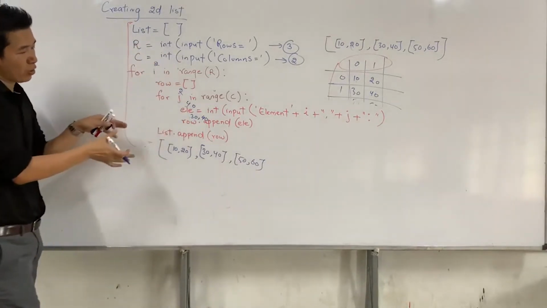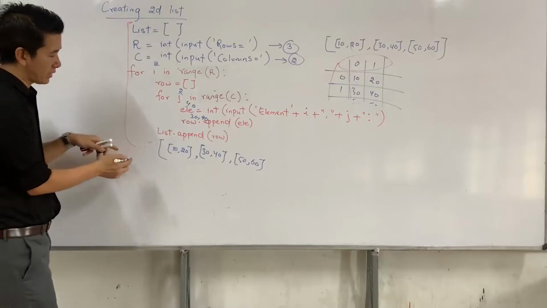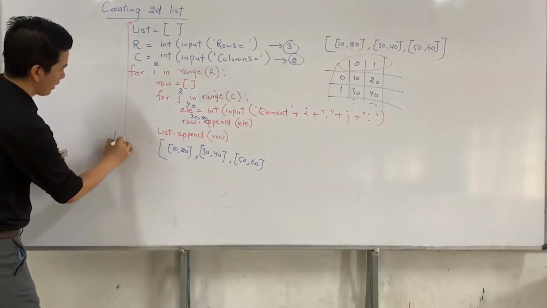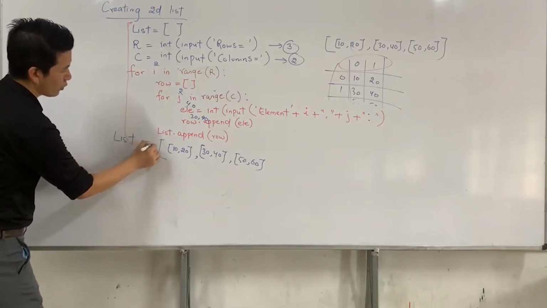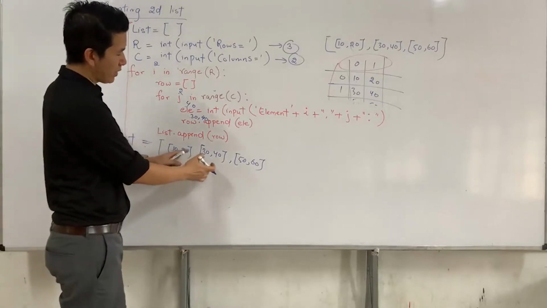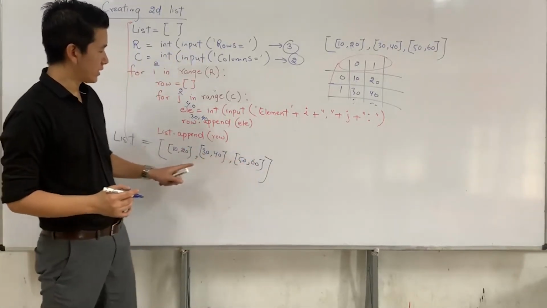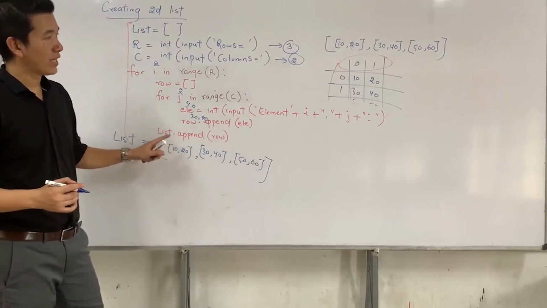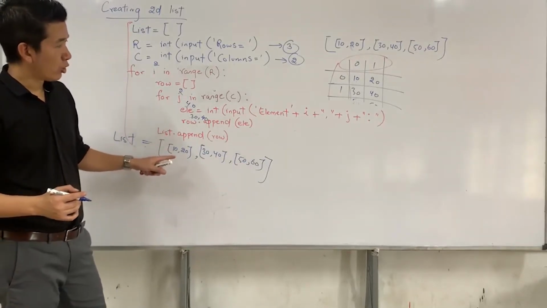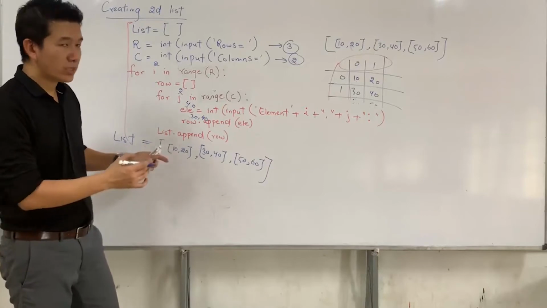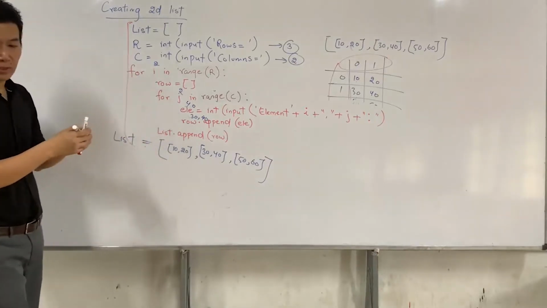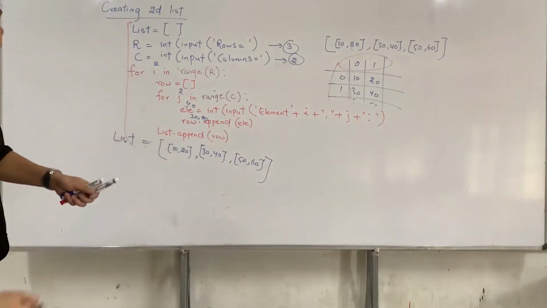So by the end of this program, you will end up with a list with 3 elements. Element number 1, element number 2, element number 3, and then each of these elements is nothing but a list in itself. Okay, so this is how you write the program to create the list.